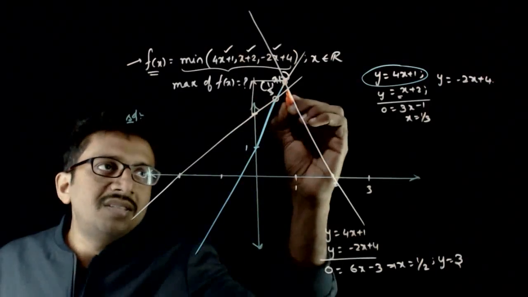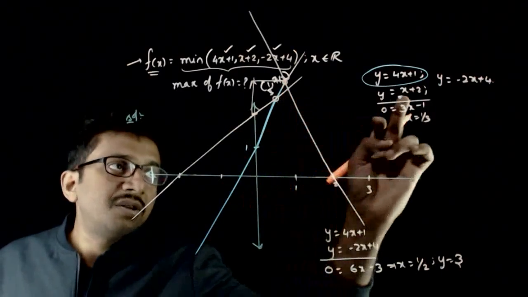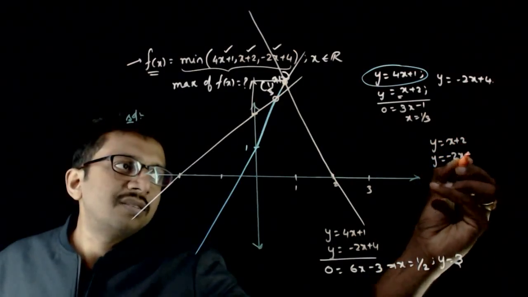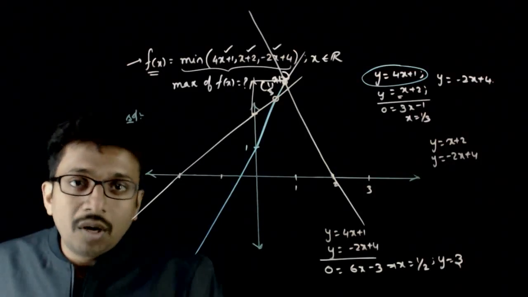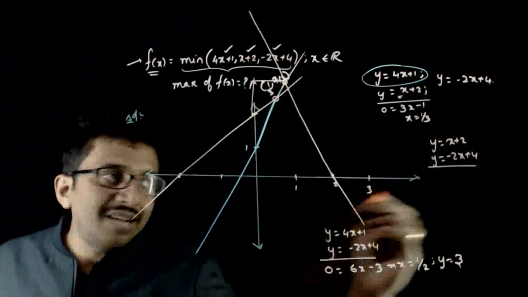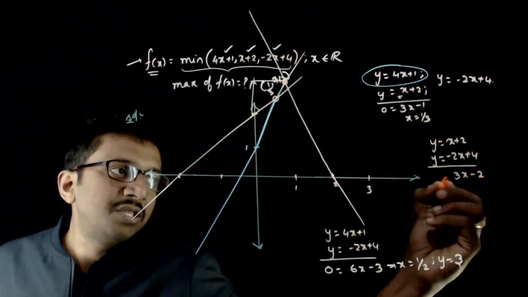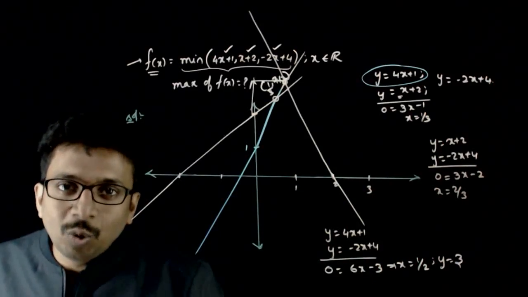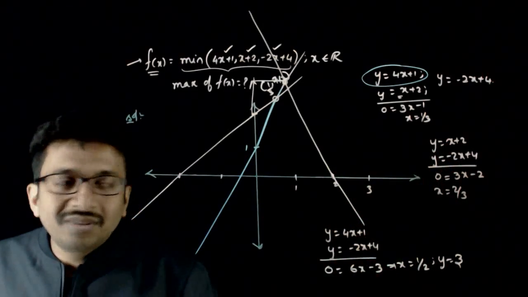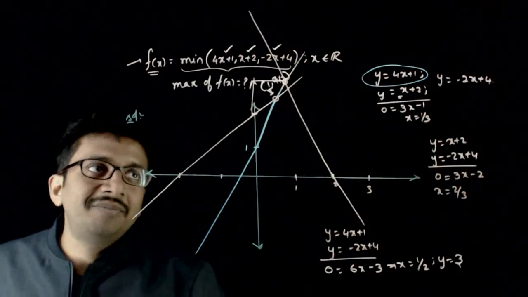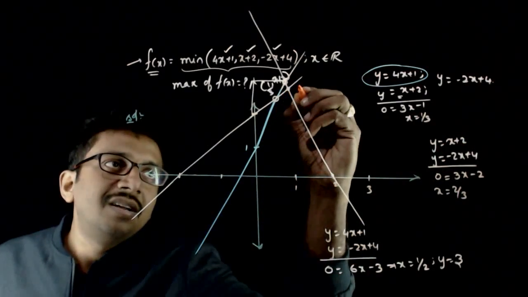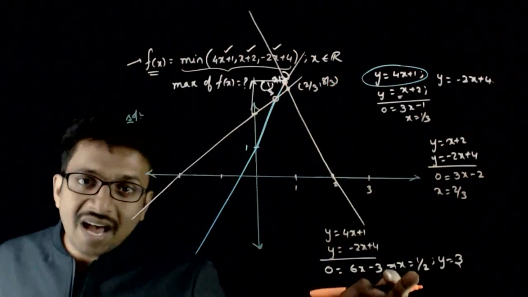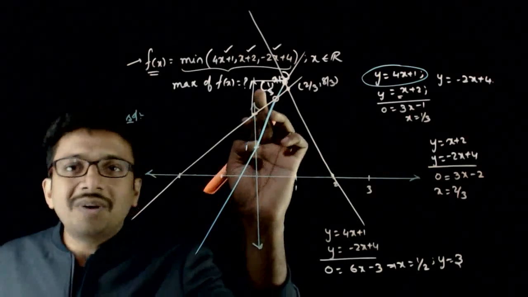And what is this point? This point is the point of intersection of these two curves: y is equal to x plus 2 and y is equal to minus 2x plus 4. Again, you know how to solve these equations. So let me subtract this. You get 3x minus 2 is equal to 0. So x is equal to 2 by 3 this time. And y is equal to 2 by 3 plus 2, that is 8 by 3. So this point is (2/3, 8/3). And this point is (1/2, 3). And this point is (1/3, 7/3).